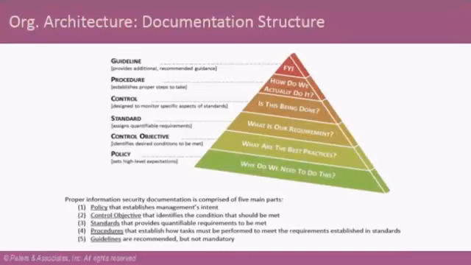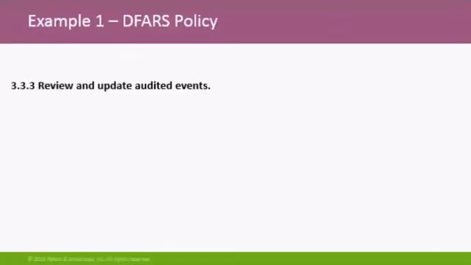So with that said, I think we're going to go into a couple of examples, and Marcia, maybe you can walk us through. These are examples of DFARS policy, and I think we picked a couple of sections here from the control set, DFARS policy versus the SSP or plan, which is another level of detail. Right.